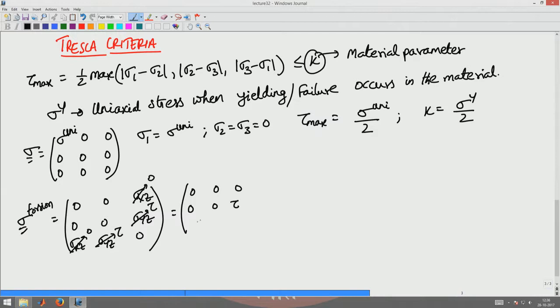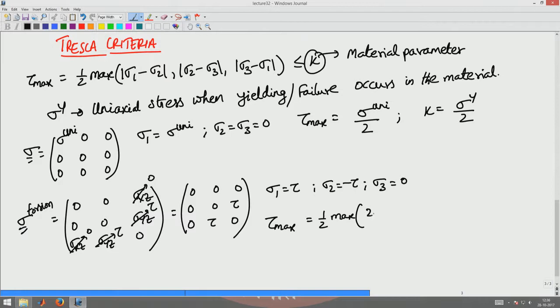You know that the Mohr circle for this is centered about the origin and it has a radius of tau. So, for this case on the Mohr circle, you can read out that sigma 1 would be tau, sigma 2 would be minus tau and sigma 3 would be 0, are the principal stresses for this stress state. And for this stress state, tau max would be 1 half maximum of 2 tau, tau and tau. So, the maximum of that will be 2 tau divided by 2, which is tau. So, this has to be lesser than or equal to sigma y by 2.